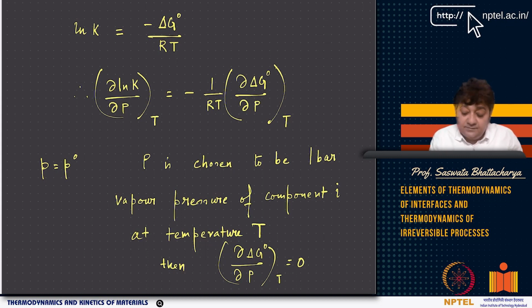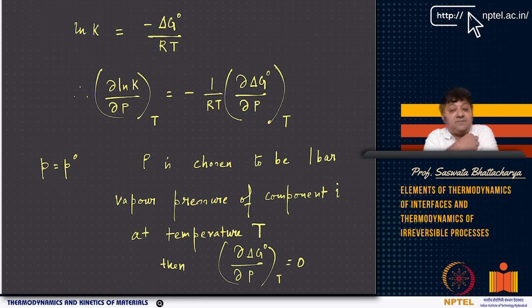That's the idea. Now this is basically the dependence of K on temperature. What about the dependence of the equilibrium constant on pressure? If P is P naught, say for example P is chosen to be 1 bar, which is basically the atmospheric pressure, or the pressure of component i, you can also choose the pressure of component i as that standard pressure.